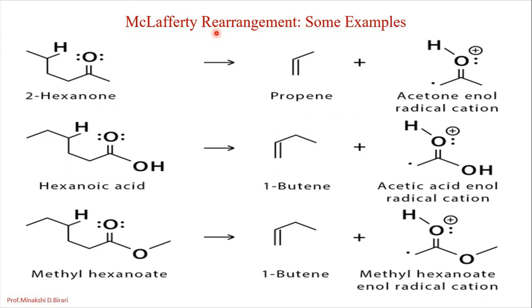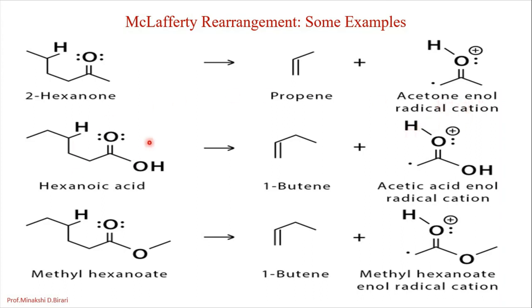First of all, there is a formation of a radical cation. Then in the next step, the formation of a six-member transition state, and further the neutral alkene is eliminated and there is formation of enol radical cation, which can be detected in the mass spectrometer. So here the acetone enol radical cation is formed, which can be detected. That peak can be observed in the mass spectrum due to the acetone enol radical cation formation.